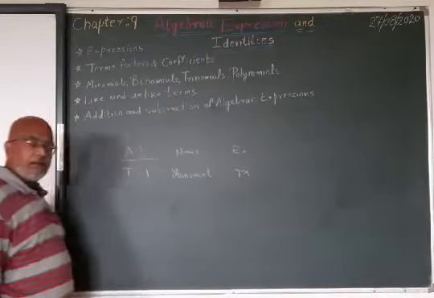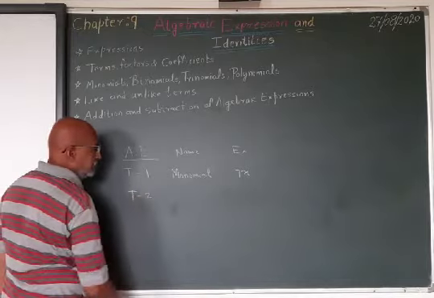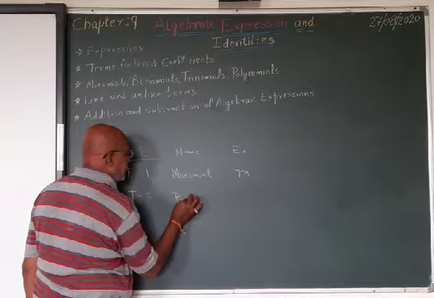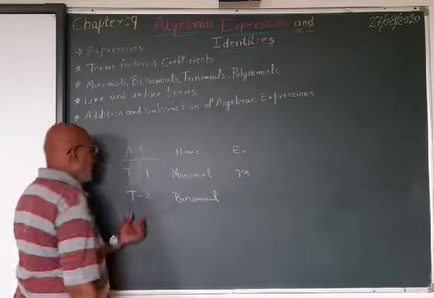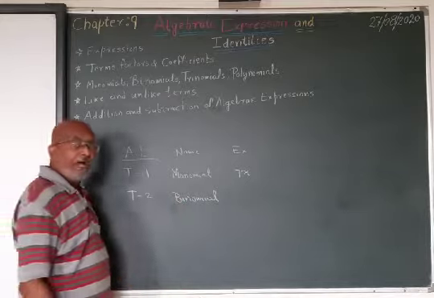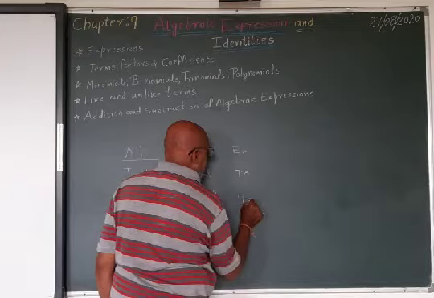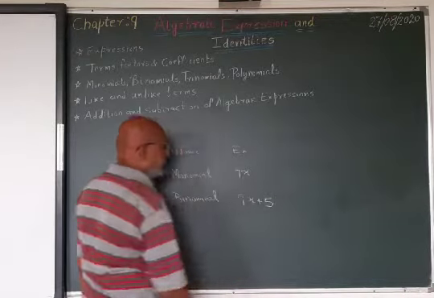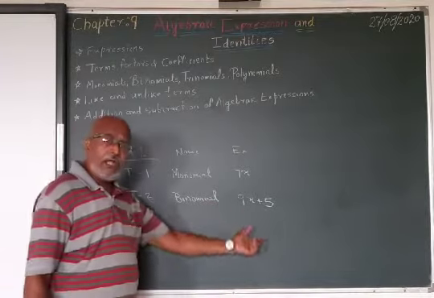Only one single term. If the number of terms is 2, then it is binomial. If the number of terms is 2, it is known as binomial. Now here we can write 9x plus 5. 9x plus 5 can be a binomial.